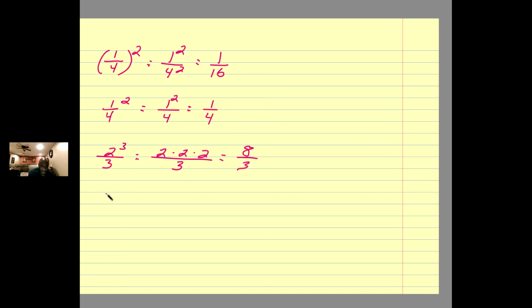But if I took that same 2/3 and I put it inside parentheses and I raise it to the third power, everything inside the parentheses is being raised to the third power. You got to understand the difference there, okay? So that again would be 2 to the third power over 3 to the third power, which is 8 over 27, as we said before. All right, very good.